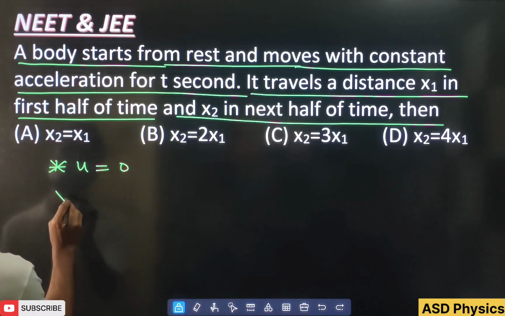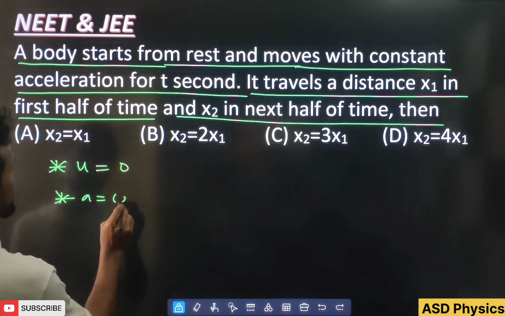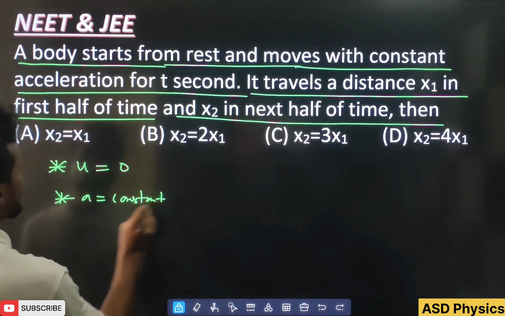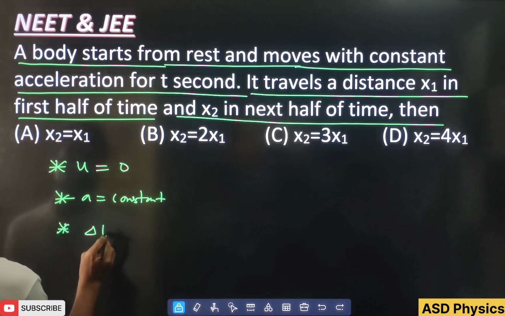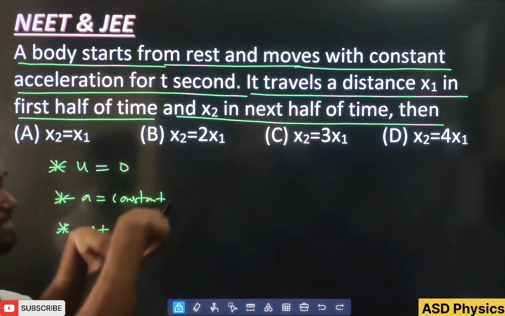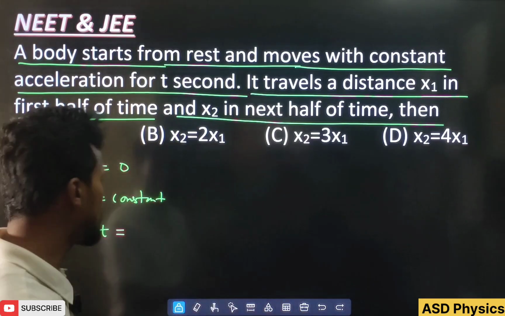Initial speed is 0. Acceleration, what is this? The acceleration is here, students, constant, and the time interval. Time interval, how much is this? See, total time is t. First half of time, t by 2. Next half of time, t by 2.